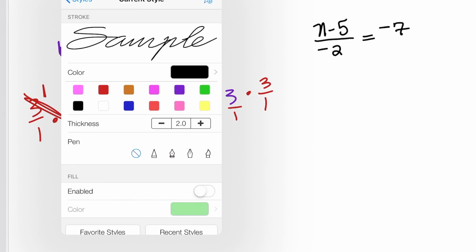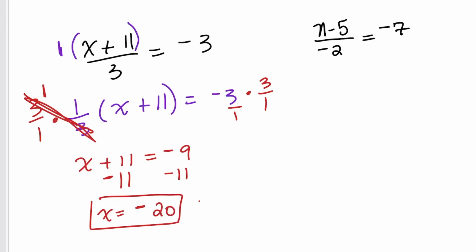Okay? I'm going to multiply this by negative 2 over 1. That's going to cancel out that negative 2. I'm going to multiply the other side by negative 2 over 1 as well. And now that just becomes n minus 5. Don't get confused. That whole top section, the numerator, does not get canceled out. That's still there. So n minus 5 is equal to negative 7 times negative 2, a negative times a negative becomes a positive, so that gives me positive 14.